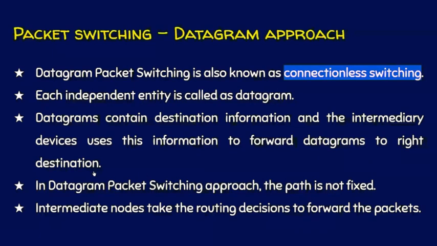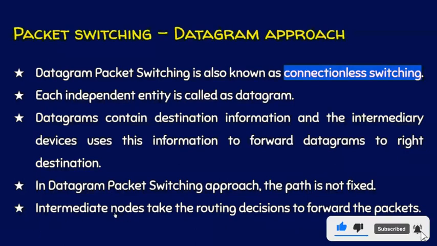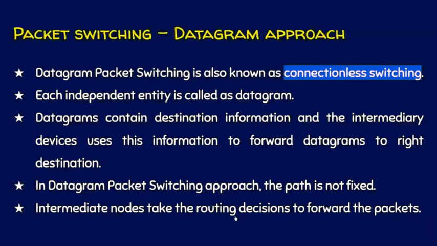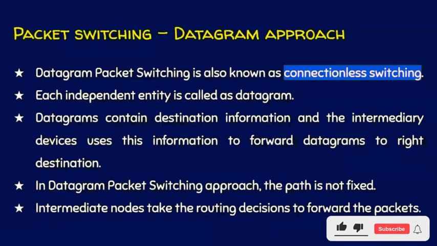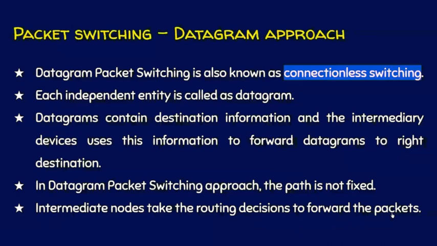So in this case, each datagram will take different routes. It means the path is not fixed here. Unlike circuit switching, the path is not fixed in datagram approach. Who takes this routing decision or forwarding decision? It is the responsibility of the intermediary nodes to take the routing decision or forwarding decision to forward the packets to the right destination. We will see an example. It will be very easy for you to understand now.